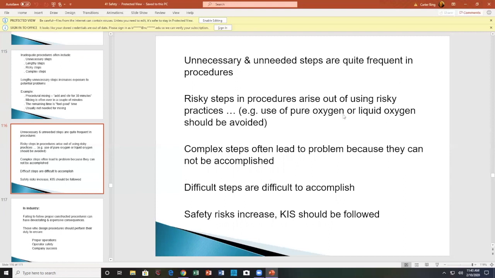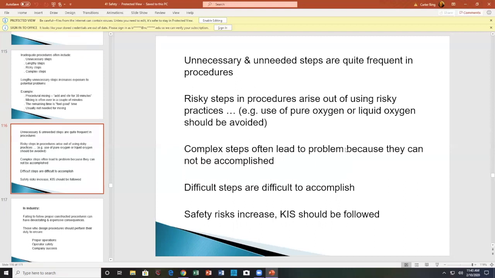Here's one: the use of pure oxygen. You can tell that's going to be a problem. Again, you talk about problem processes. Oxygen, or particularly liquid oxygen, should be avoided. And again, NASA, for example, used pure oxygen in one of their space capsules, and an unfortunate accident happened.